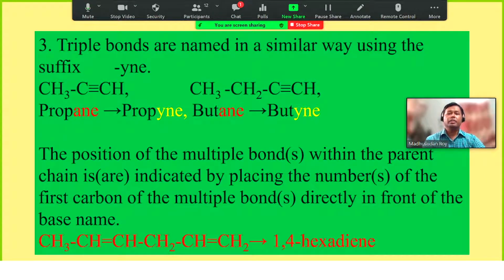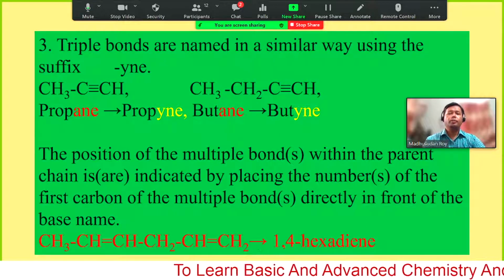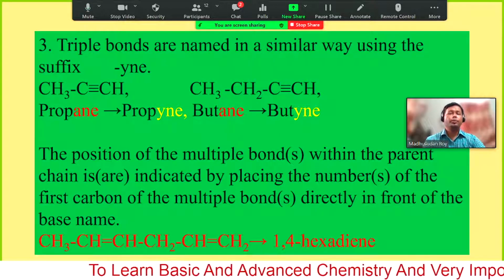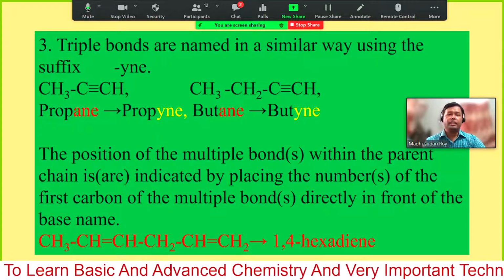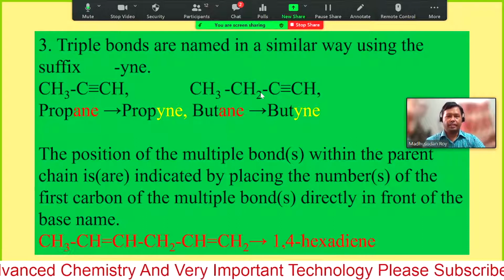That means butyne. 2-butyne. The position of the triple bond is in the 2 position, or in between 2 and 3. So you need to mention the 2-butyne like this.